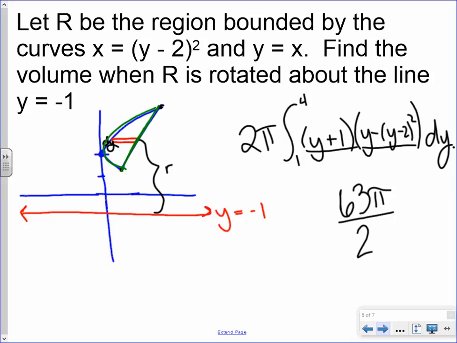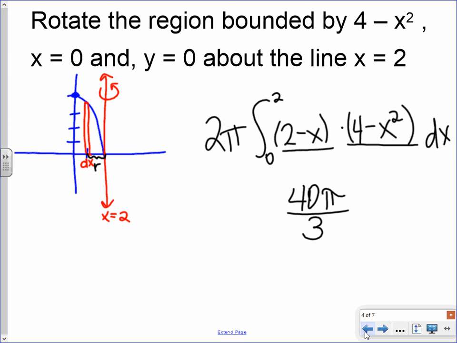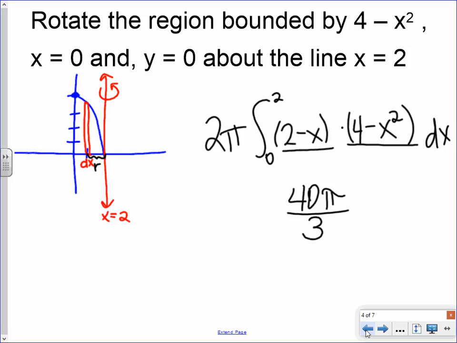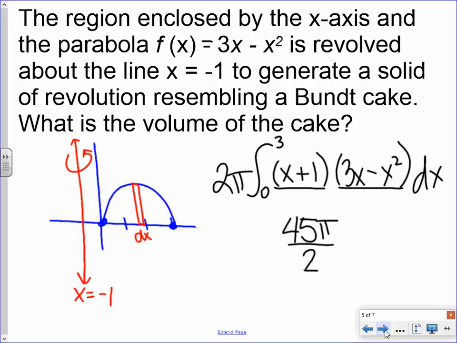Okay, so your radius is either going to be axis of rotation minus x or x minus axis of rotation depending on where it is. Here our axis of rotation was more positive, so it had to be a minus x. Here our axis of rotation was more negative, so it had to be x minus a. Okay, that's the only difference from yesterday to today.